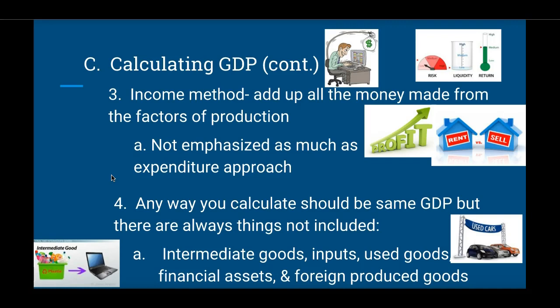Lastly, foreign produced goods. Those are not counted as part of GDP because it's called gross domestic product. We are looking at only things that are produced in our country in a given year. So foreign produced goods don't count because obviously they were produced in another country.